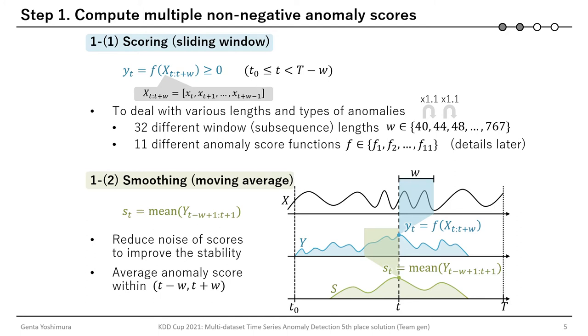Then, the anomaly scores are smoothed using a moving average. This reduces noise of anomaly scores to improve the stability of anomaly detection. In this way, I obtain a score ST that represents the average anomaly score within the open interval from T minus W to T plus W.